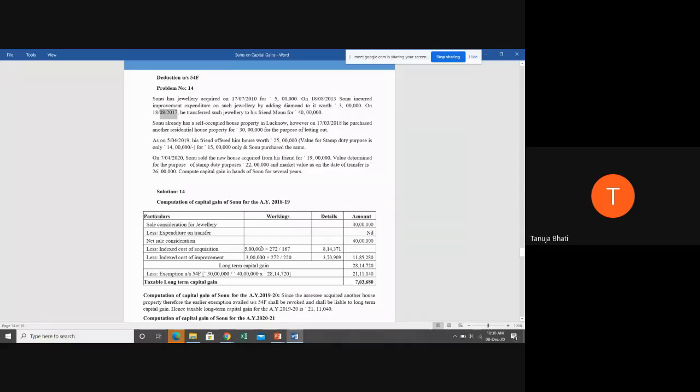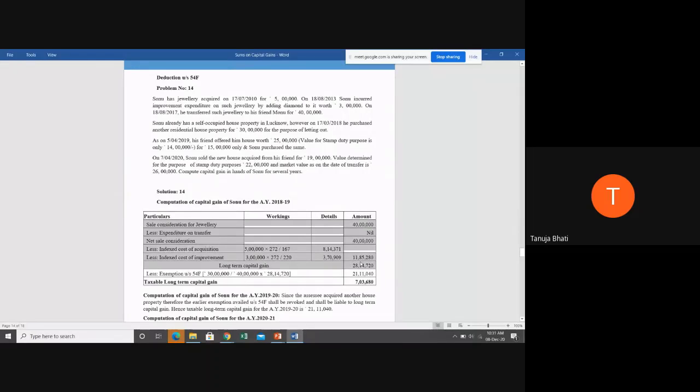How do you calculate indexed cost of acquisition? Cost of acquisition into CII of the year of transfer divided by CII of the year of acquisition. Similarly, indexed cost of improvement is cost of improvement into CII of the year of transfer divided by CII of the year of improvement. Once you solve this, you will get 8,14,371 and 3,70,909, which amounts to 11,85,280. So from 40 lakhs, when you minus 11,85,280, you will get 28,14,720. Up to here, we know how to solve it.